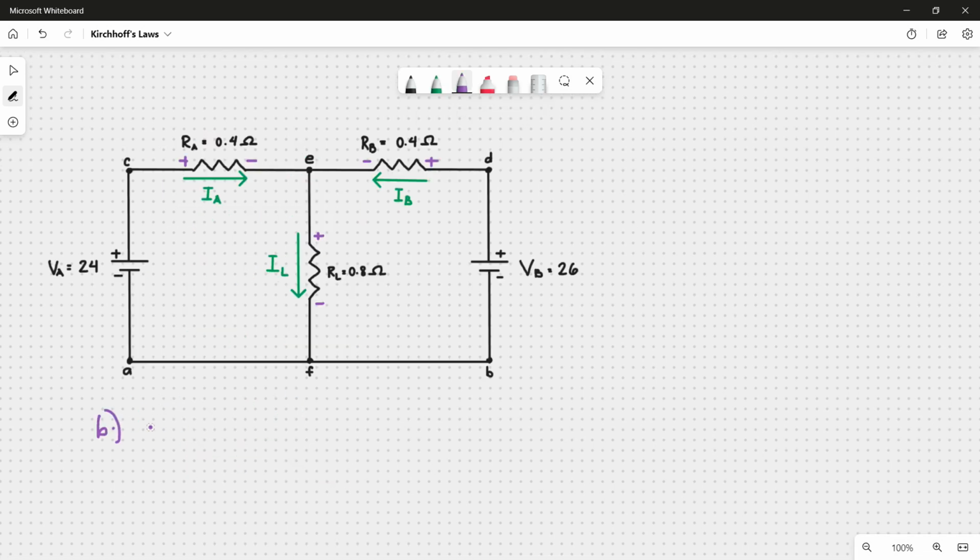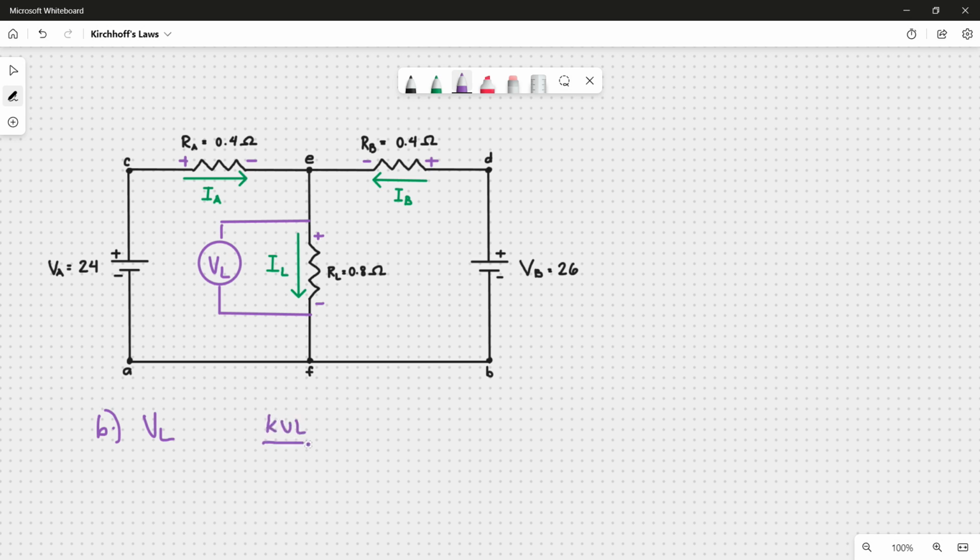Now for letter B, we are asked to find the load voltage VL, and notice that IL is already known, and so we have the option to just simply use Ohm's law there, but since we are practicing Kirchhoff's laws, let's just pretend for a second that we don't have that information, okay? And so we are going to use KVL for this.